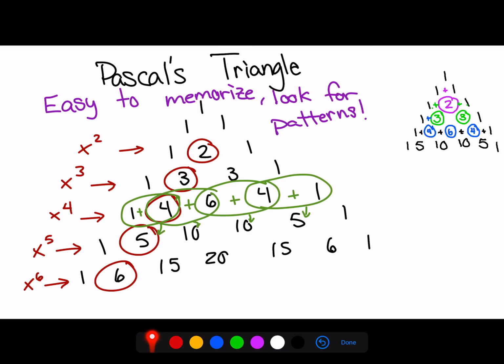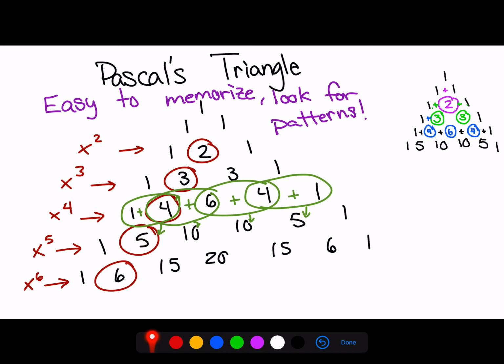Add them up. 1 plus 2 is 3. 2 plus 1 is 3. 1 plus 3 is 4. 3 plus 3 is 6. 3 plus 1 is 4. 1 plus 4 is 5, and so on and so forth. So make sure that you guys work on memorizing this.